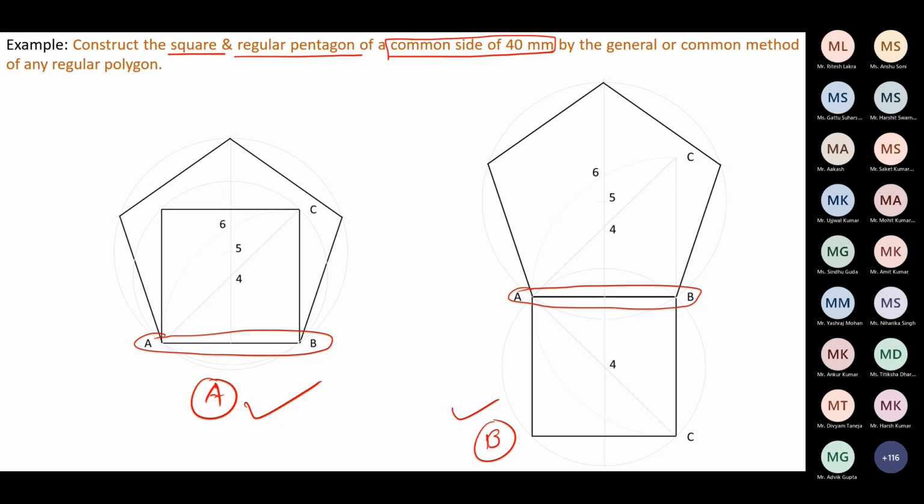So this is just an illustration. You can construct multiple polygons. Even the hexagon you can construct over here like this. Even the heptagon and octagon you can construct on the same base or common side. So this is just an example.